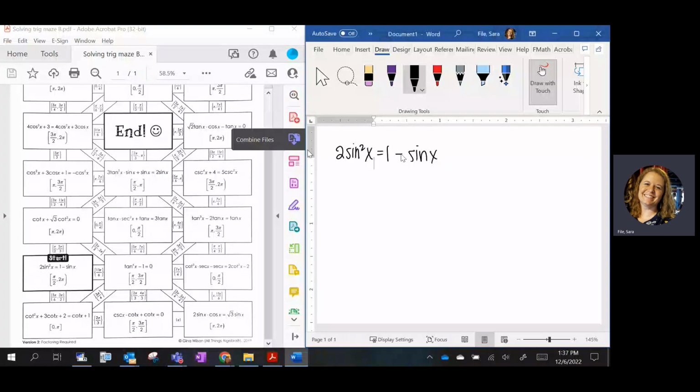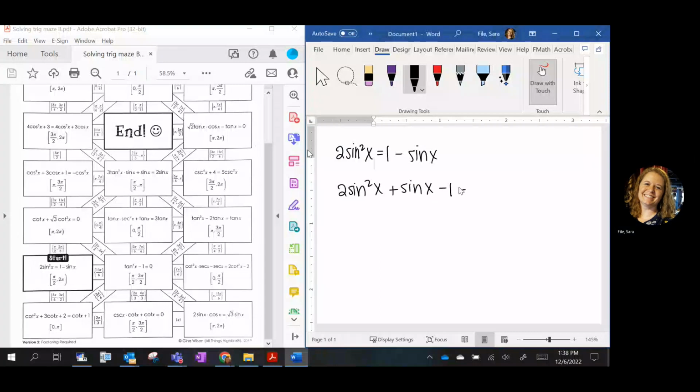So I'm going to move everything that's on the right side of the equation to the left. So the 2 sine squared x stays as is. I'm going to add the sine x over and subtract the 1 over. And now it's equal to 0. I moved everything from the right side to the left side.